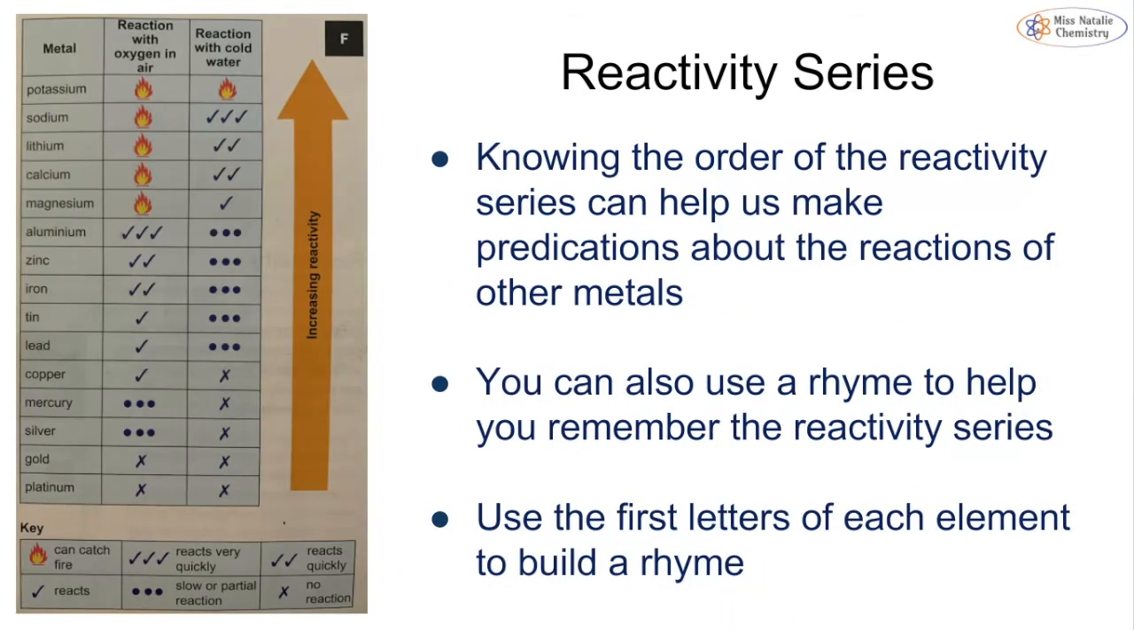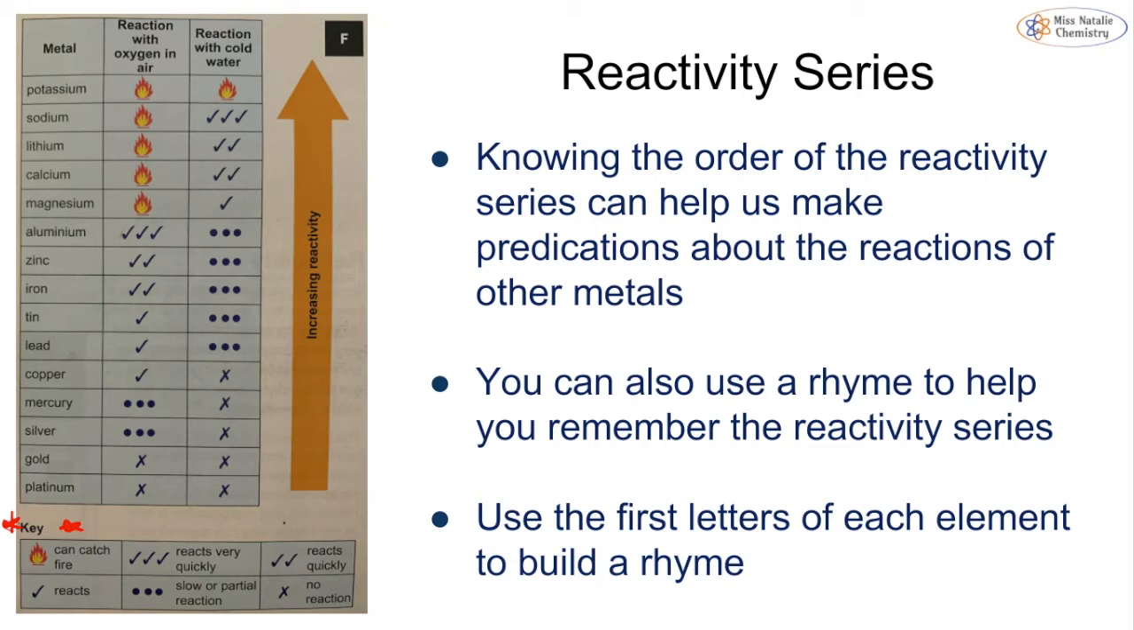And this is an example of the reactivity series. So we're starting with our really reactive metals from the alkali metals, so potassium, sodium, and lithium, going all the way down to silver, gold, and platinum. And you can see the key down here at the bottom. If it's got the little fire, it means it will catch fire when it reacts. 3 ticks, it reacts very quickly. 2 ticks, it reacts quickly. 1 tick, it will react, but not too fast. The 3 dots is a partial reaction or a very slow reaction, or a cross for no reaction.